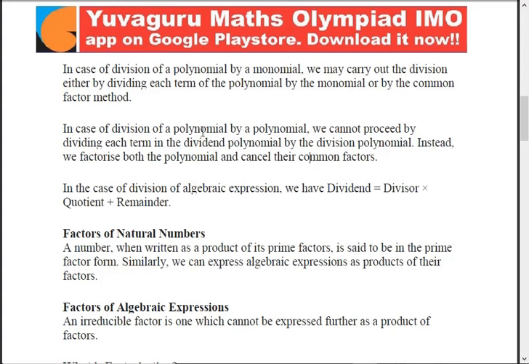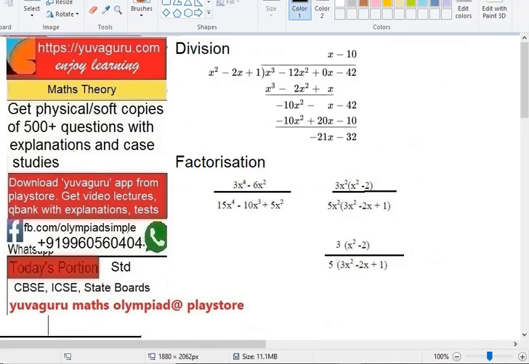In case of division of a polynomial by a polynomial, we cannot proceed by dividing each term in the dividend polynomial by the divisor polynomial. This should be divisor over here. Instead, we factorize both the polynomials and cancel the common factors. Means what? See here, there are two methods of solving any division of polynomial by polynomial.